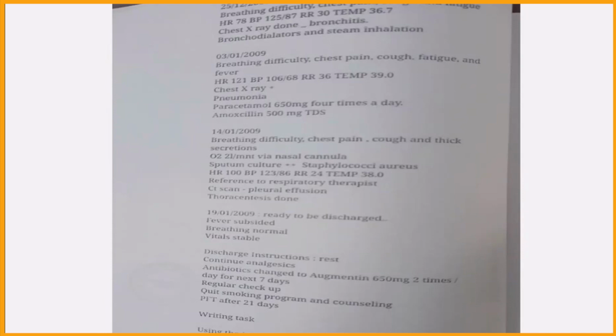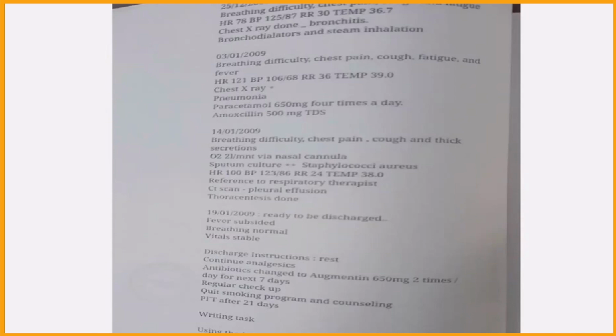So can one of you read this? 3rd. 8 January 2009. Breathing difficulty, chest pain, cough, fatigue, and fever. Heart rate 121, BP 106/68, respiratory rate 36, temperature 39, chest X-ray, pneumonia, paracetamol 650 mg 4 times a day, amoxicillin 500 mg TDS.